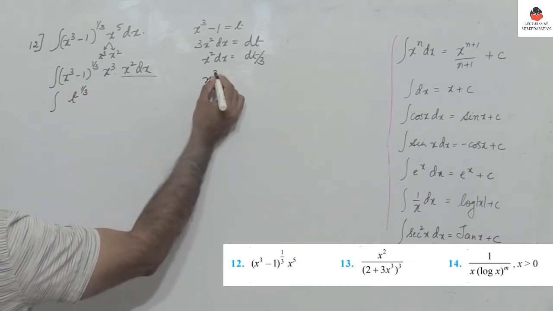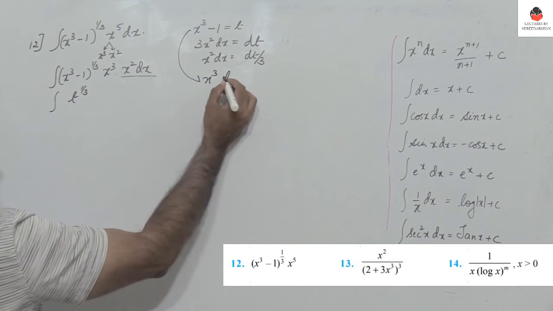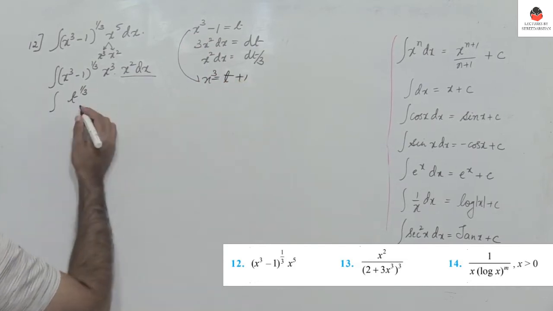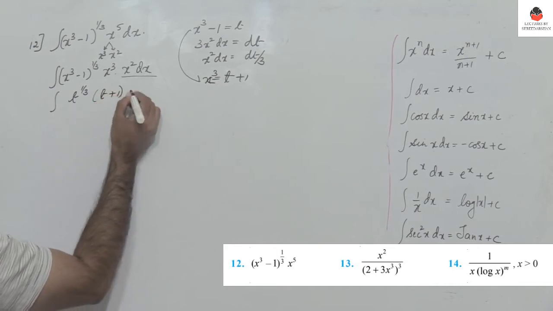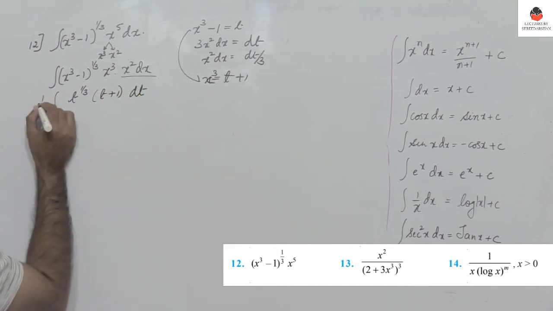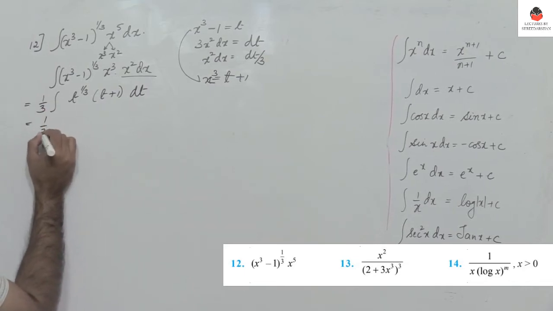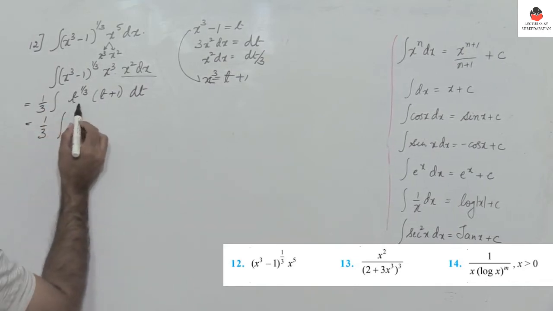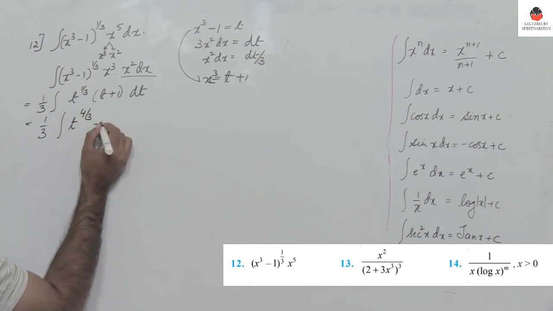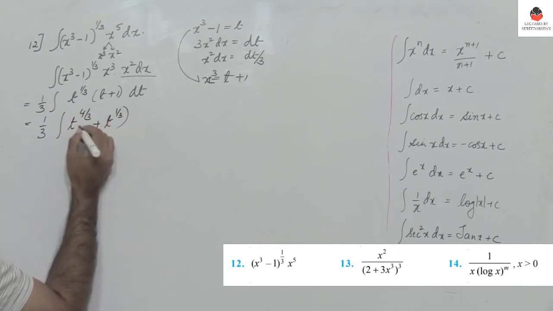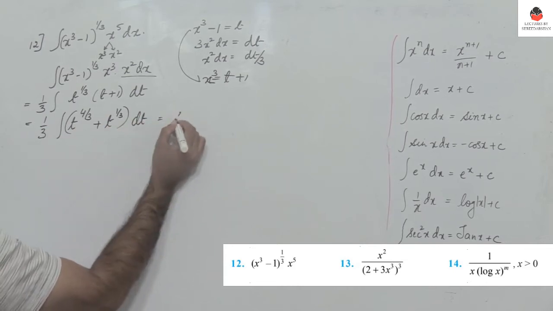X cube is, from this expression, t plus 1. So x cube is t plus 1. So this is t plus 1 dt by 3. So this is 1 by 3 integral. So multiply t power 1 by 3 plus t is t power 4 by 3 plus t power 1 by 3 dt. So this is 1 by 3.